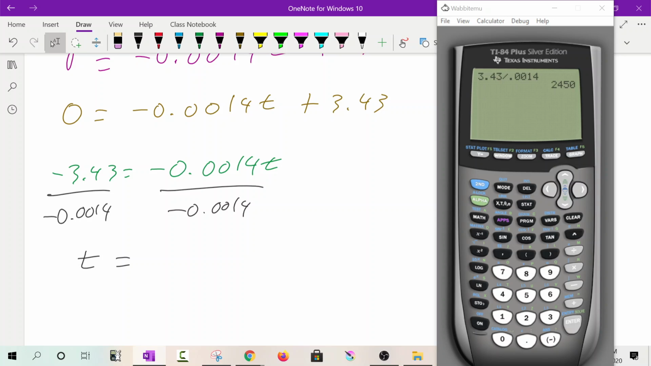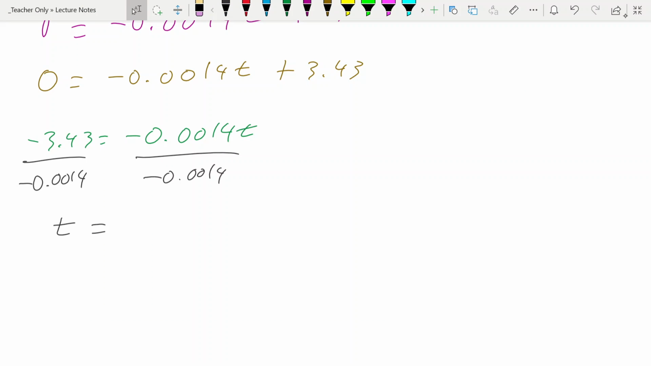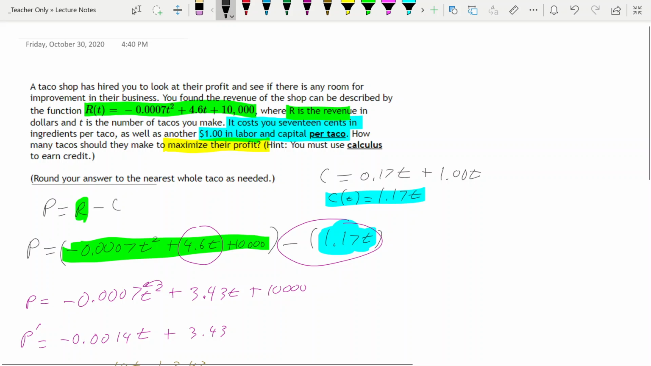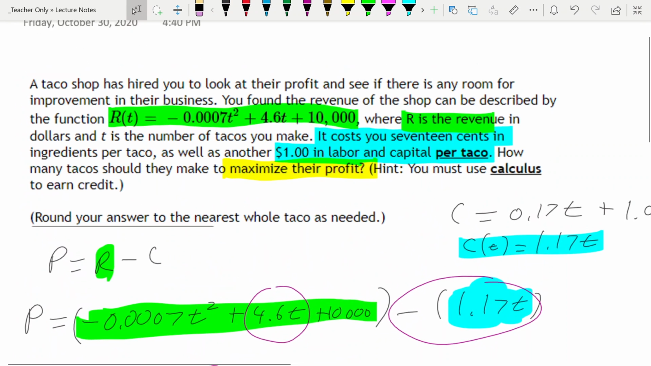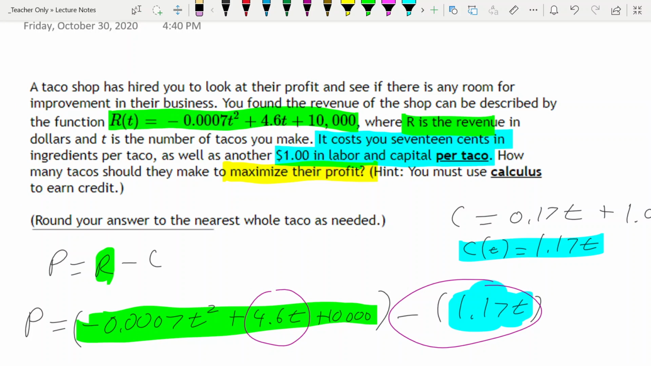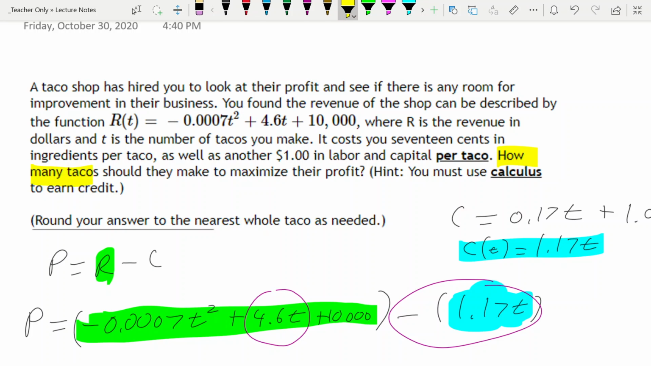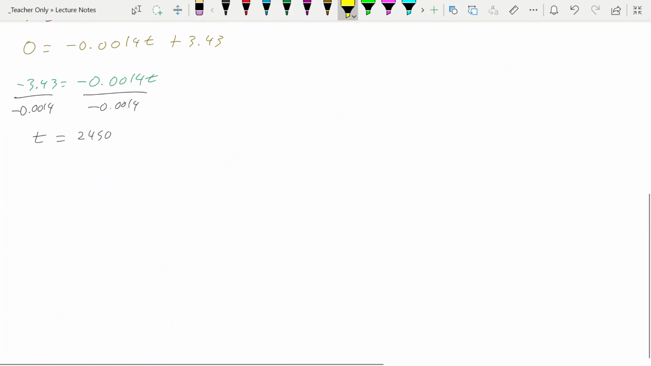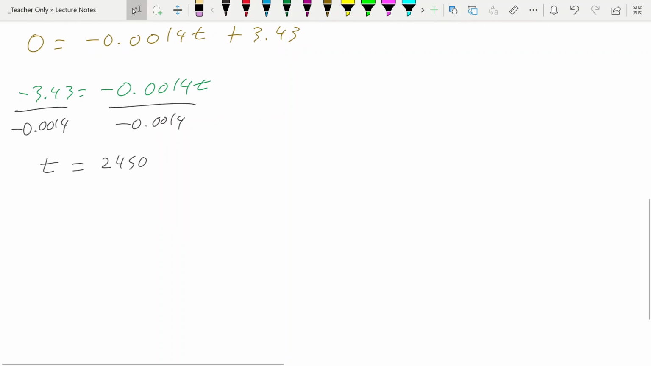Okay, so we got 2,450. Therefore, t equals 2,450. Make sure you now go back and read the problem. Is it asking us for the number of tacos that will maximize the profit or the actual profit? When we go back and read again, the problem specifically says, how many tacos should they make to maximize the profit? So this is literally just looking for the number of tacos. The answer to this would be 2,450 tacos. All right, hope that helps.